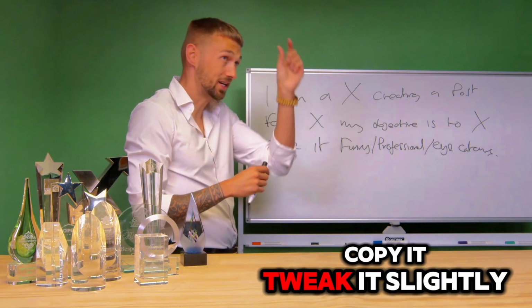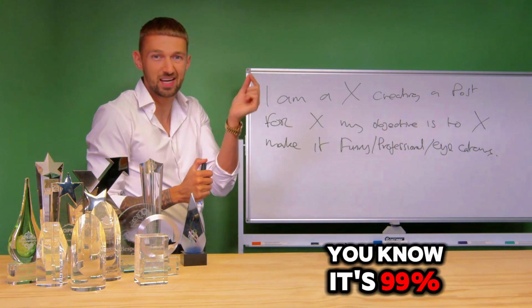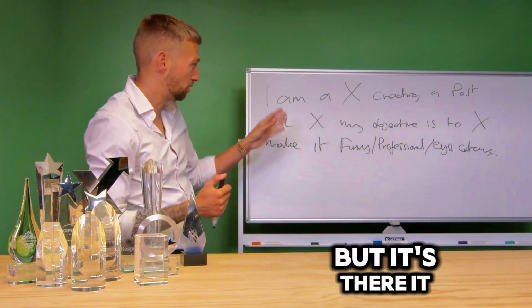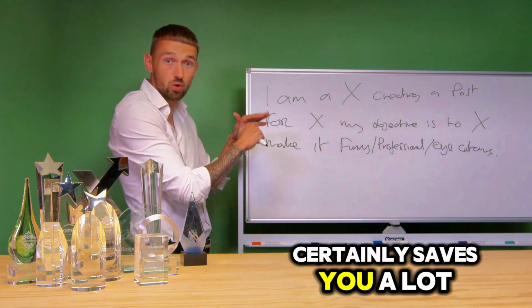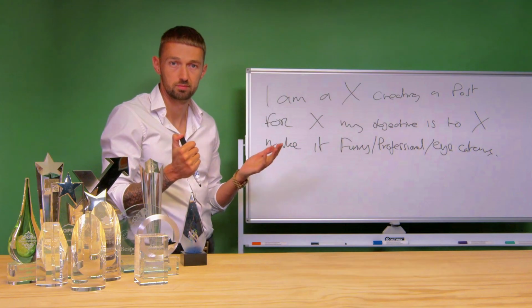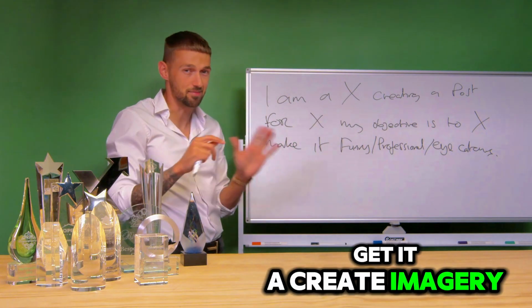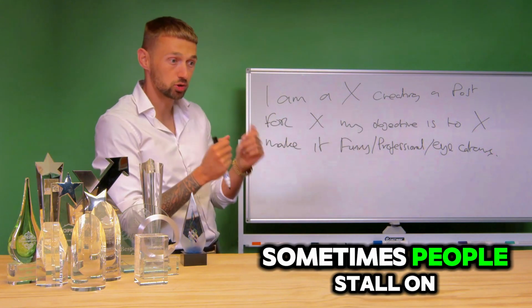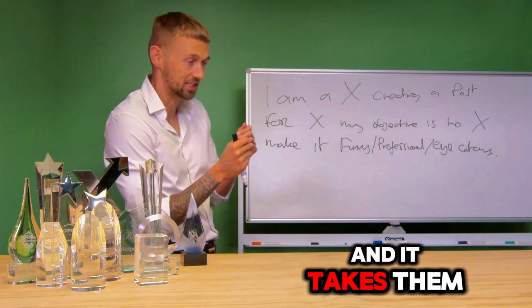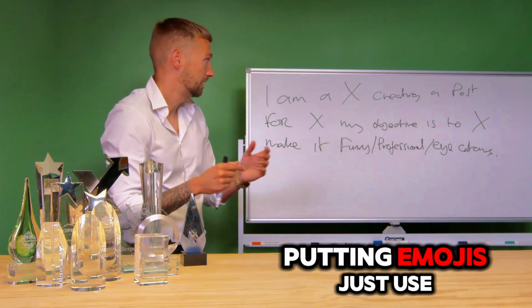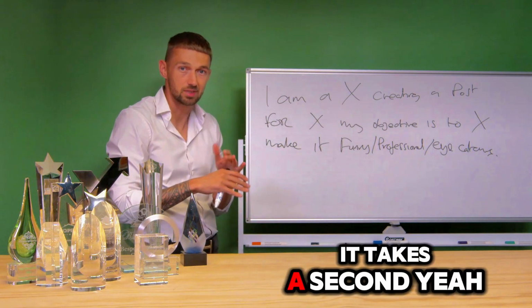Copy it, tweak it slightly because it's 99% there most of the time. Sometimes it doesn't get it fully, but it's there. It certainly saves you a lot of time. Pinch that, bang it on socials, done. Yeah, you can even get it to create imagery, but let's get onto that in a different session. Sometimes people stall on the caption because they don't know what to write and it takes them a while and they're messing around and deleting bits and spacing it out, putting emojis. Just use ChatGPT. It takes a second.